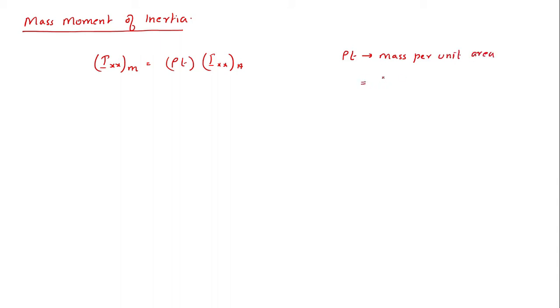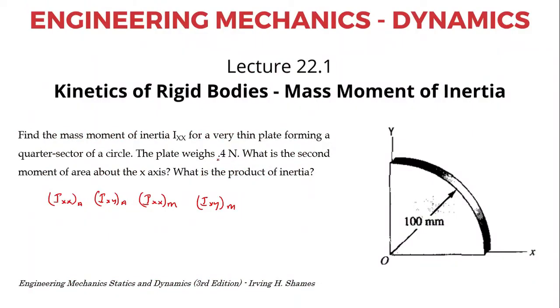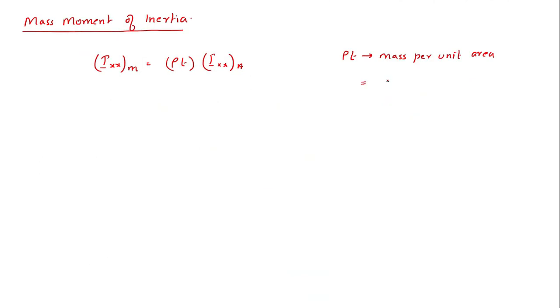Now in the question it is given that the corresponding plate weighs 0.4 Newton. So this will be equal to 0.4. Now this is the corresponding weight. So in order to convert it to mass, 0.4 divided by 9.81, that divided by the total area. The total area is pi divided by 4 into 100 square, since it is a quarter of a circle, pi by 4 into 100 square. So if I solve this, I would get 5.19 into 10 raised to minus 6 kilogram per millimeter square.